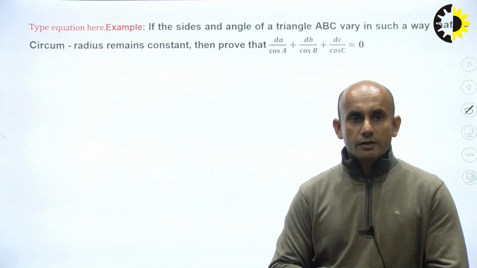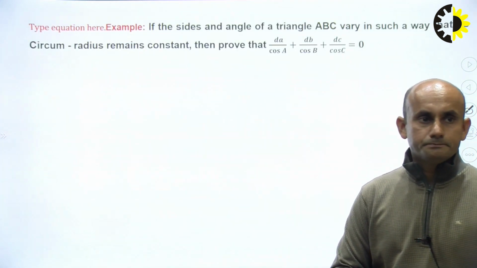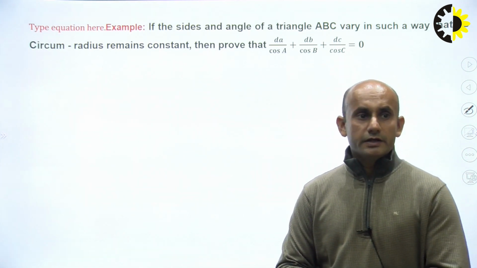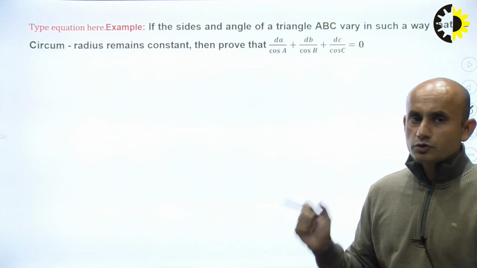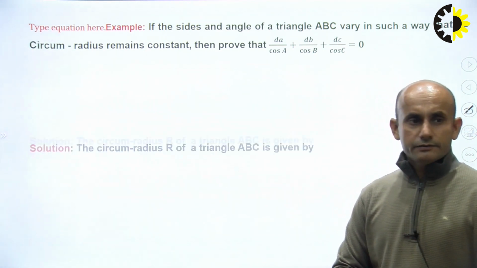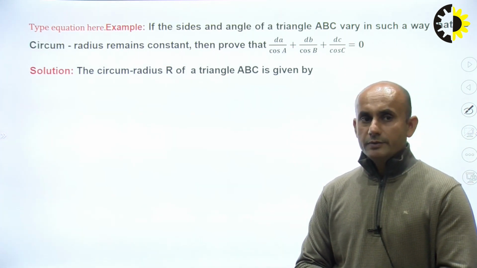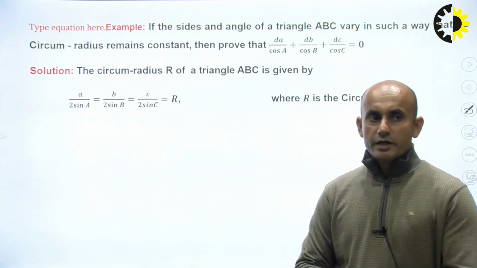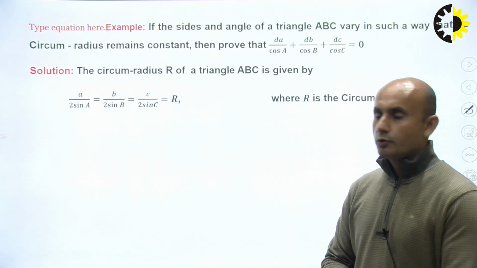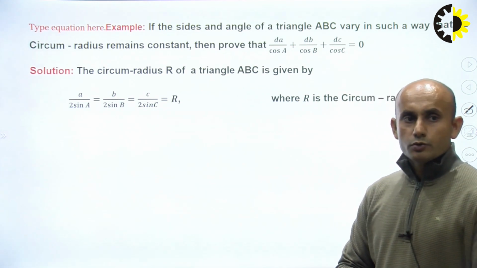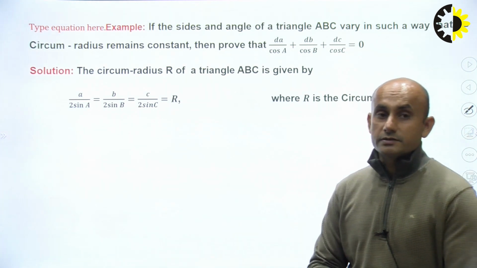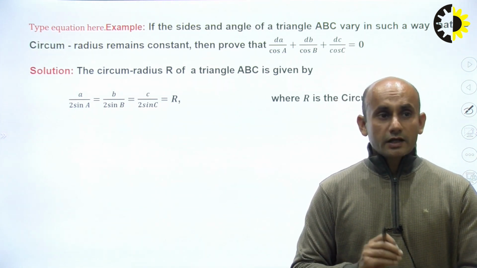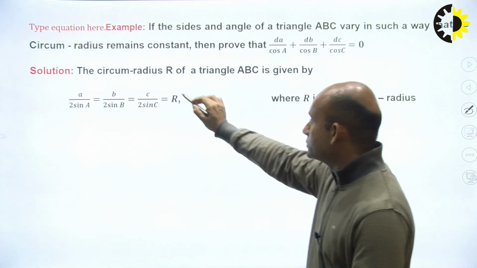Now we have one more example here. According to this example, if the sides and angles of a triangle ABC vary in such a way that its circumradius remains constant, then we have to show this. As we have the circumradius R of a triangle ABC, we have the relation a upon 2 sin A equals b upon 2 sin B equals c upon 2 sin C equals R, and R is the circumradius. So for any triangle ABC, its circumradius remains constant, which means R is constant here.